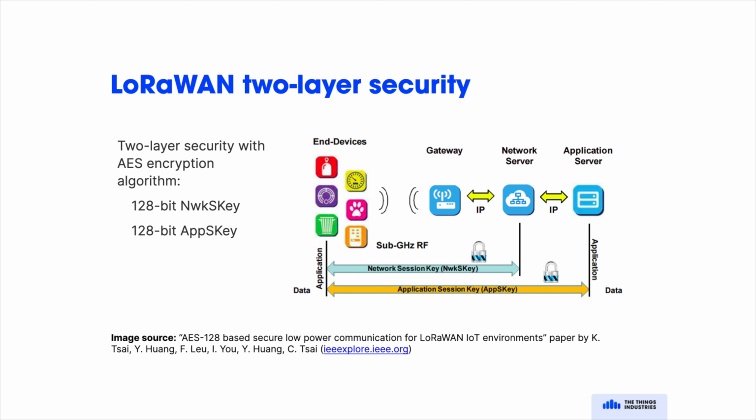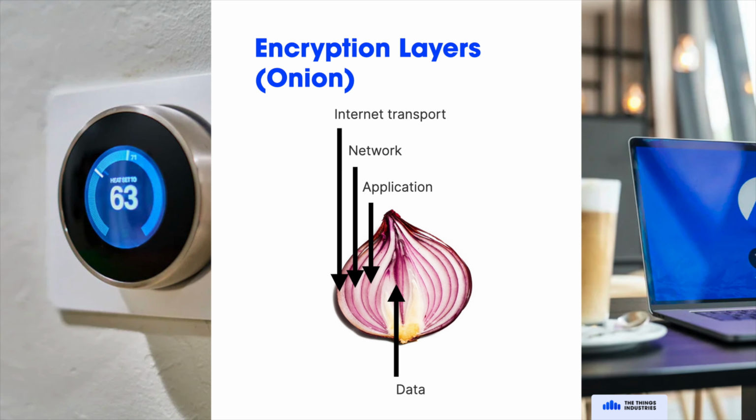LoRaWAN implements two-layer security, using separate keys for the application and network. This means that the application data which the end user sees is encrypted inside the network layer and cannot be accessed without that separate key. Encryption of LoRaWAN packets looks like an onion.